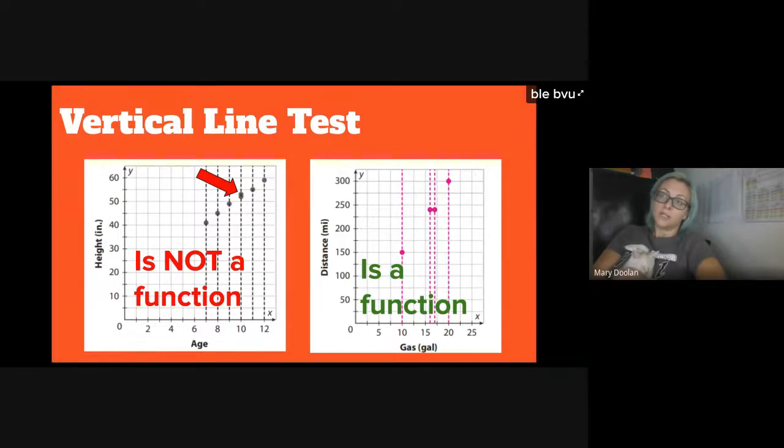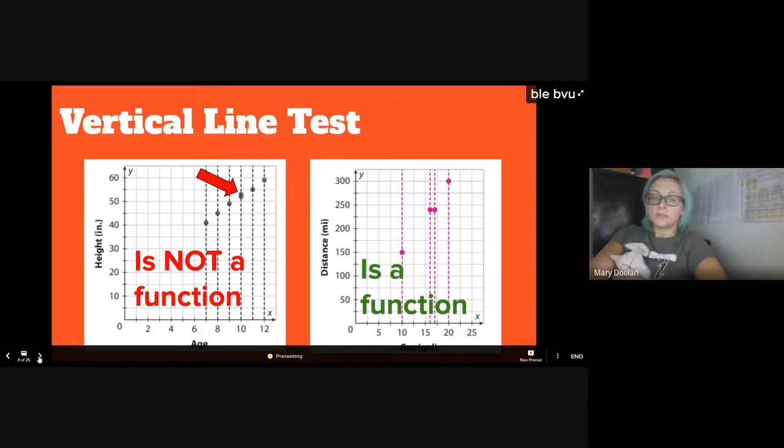Right where the arrow is pointing to, there are 2 points that are stacked. They both have an x coordinate of 10. You can't have any repeated x values in a function, any repeated inputs like that, going to different outputs. For the graph on the right, because each pink dashed line is only touching 1 point ever and never more than 1 point, it is a function.